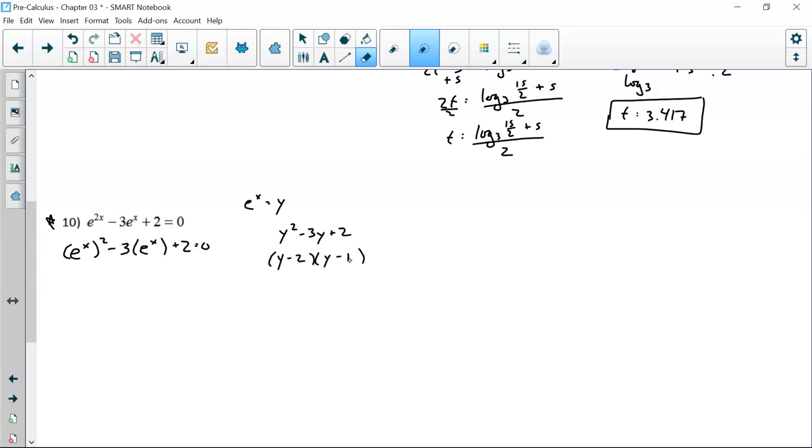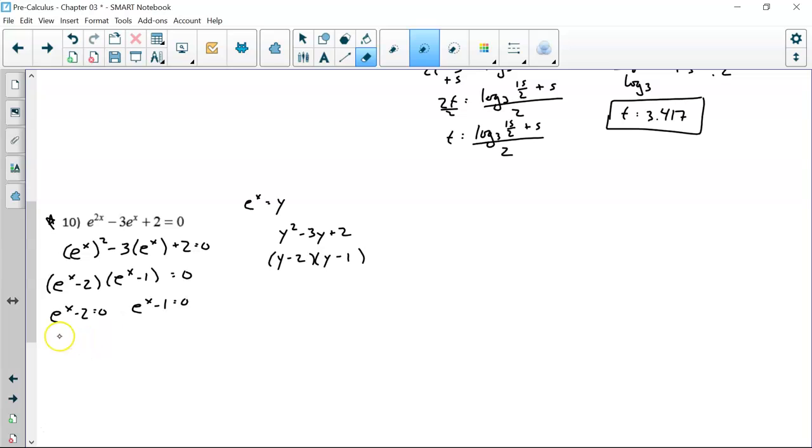We do have to go back to the original. Remember, y is the same as e to the x. So what we have here is e to the x minus 2 times e to the x minus 1 equals 0. Now that it's in this factored form, set each factor equal to 0. e to the x minus 2 equals 0. e to the x minus 1 equals 0.